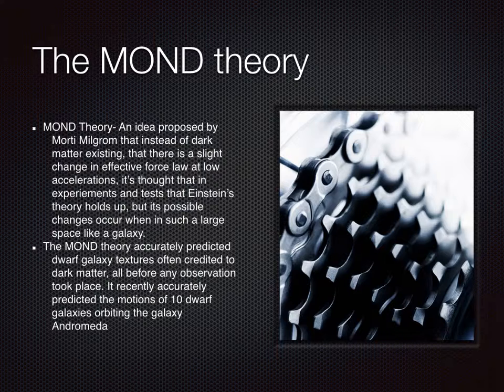The MOND theory. The MOND theory, an idea proposed by Mordehai Milgrom, is that instead of dark matter existing, there is a slight change in the force law at low accelerations. It is thought in experiments and tests that Einstein's theory holds up, but possible changes occur in a large space like a galaxy. This theory accurately predicts dwarf galaxy textures, often credited to dark matter. All before any observation took place, it recently accurately predicted the motions of 10 dwarf galaxies orbiting the galaxy Andromeda.